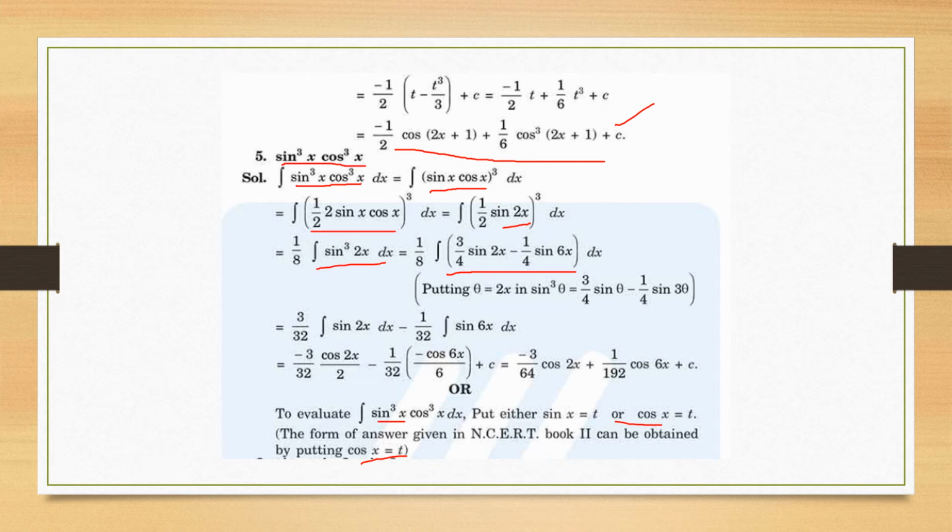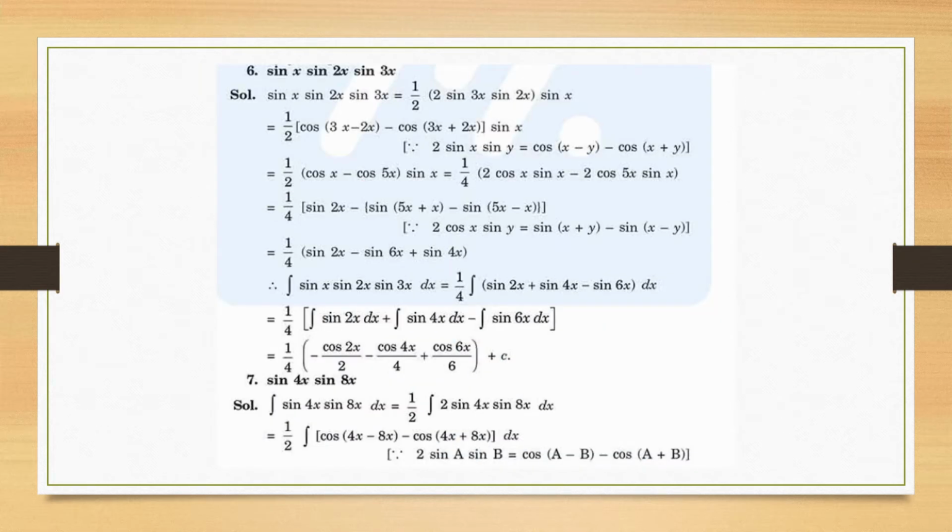So let us focus on this part, that you can now integrate sine 2x as minus cos 2x upon 2, right? And this 3 by 32 is there, and this is minus 1 upon 8 fours are 32, and sine 6x is minus cos 6x upon 6 plus c, and on opening the terms we can get like this. So this question can also be done by putting sine x or cos x as t, right? But if you want to get the answer like the NCERT book, you have to put cos x.